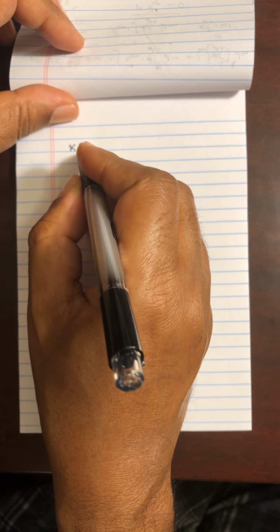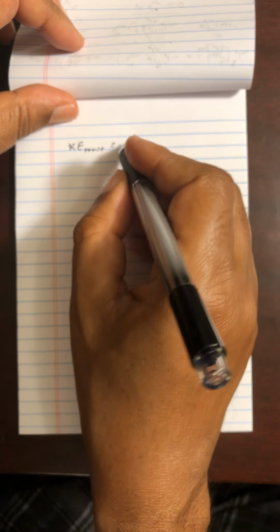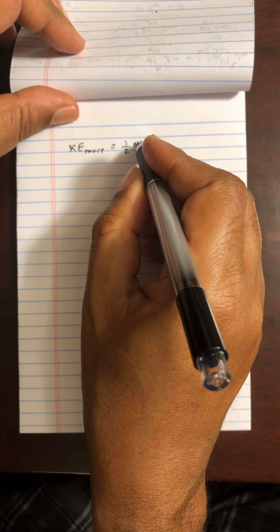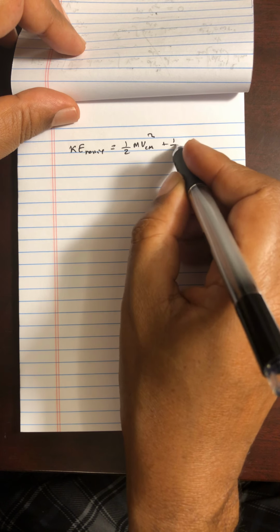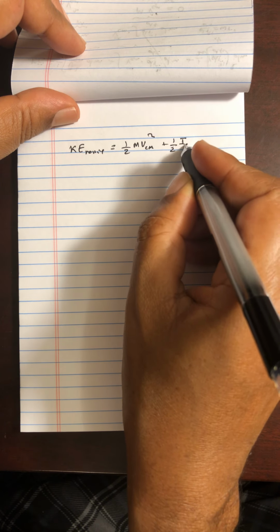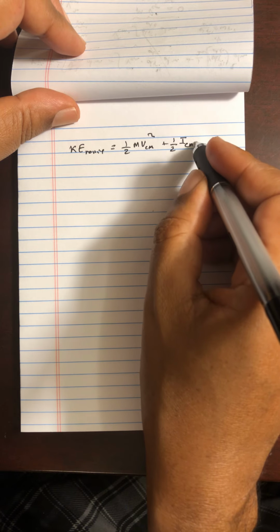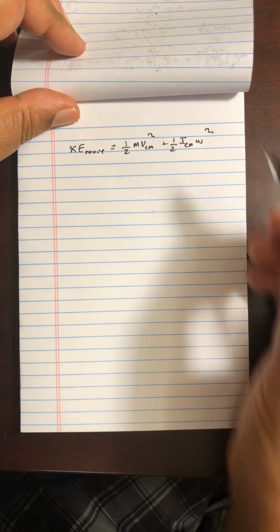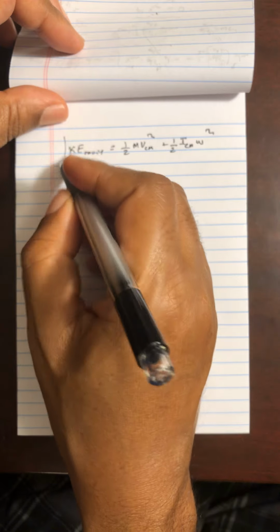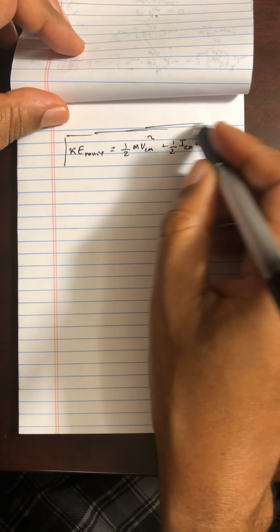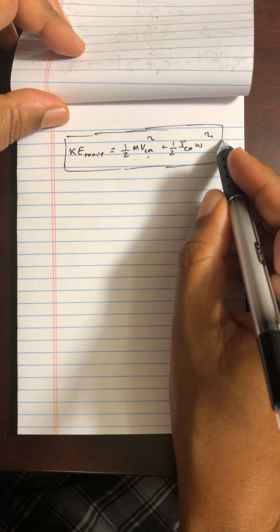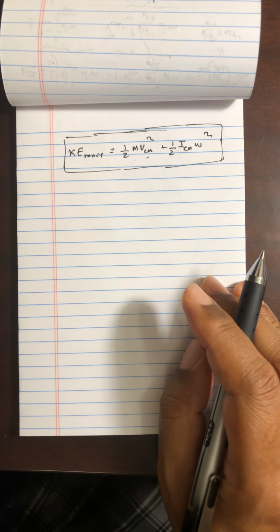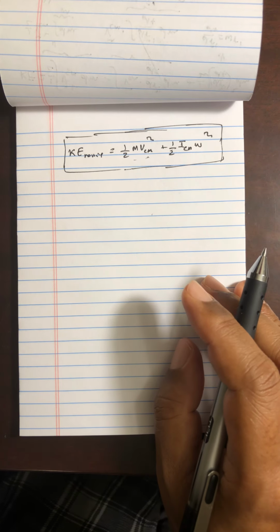So the rolling kinetic energy, the kinetic energy of a rolling object, is half m, the velocity of the center of mass squared, plus half the moment of inertia about an axis that passes through the center of mass times the angular speed squared. So you see rolling kinetic energy has two terms. One term is linear kinetic energy, and the second term is rotational kinetic energy. It has both kinds of energy.